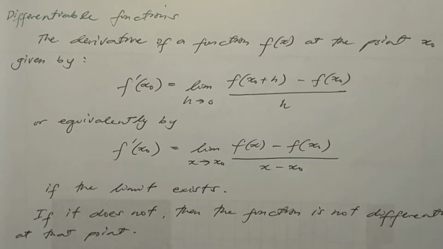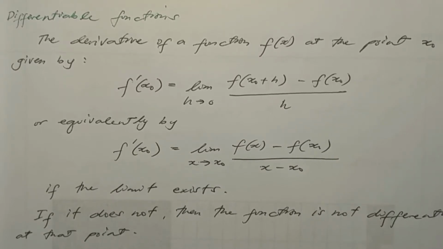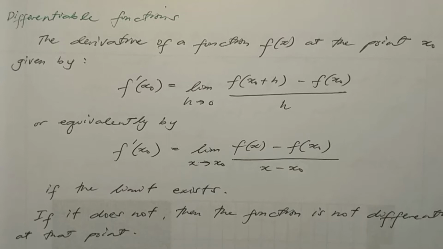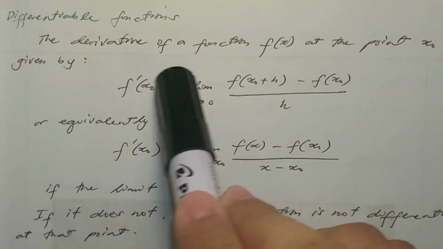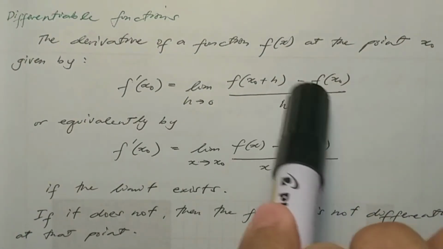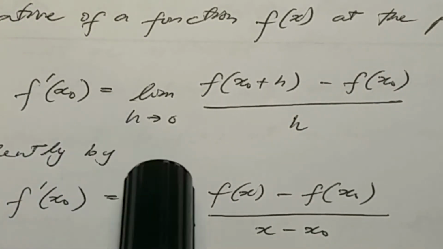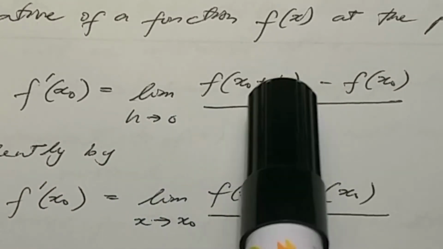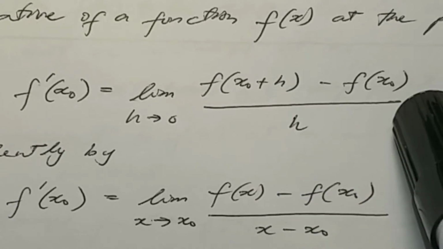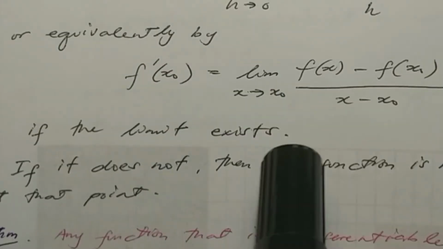Okay, so we are now at differentiable functions. So here's the definition of the derivative of a function f at a point x naught. It says here that the derivative of a function f at the point x naught is given by this equation. So we have f prime of x naught equals the limit of f of x naught plus h minus f of x naught divided by h as h approaches 0, or equivalently by this equation.